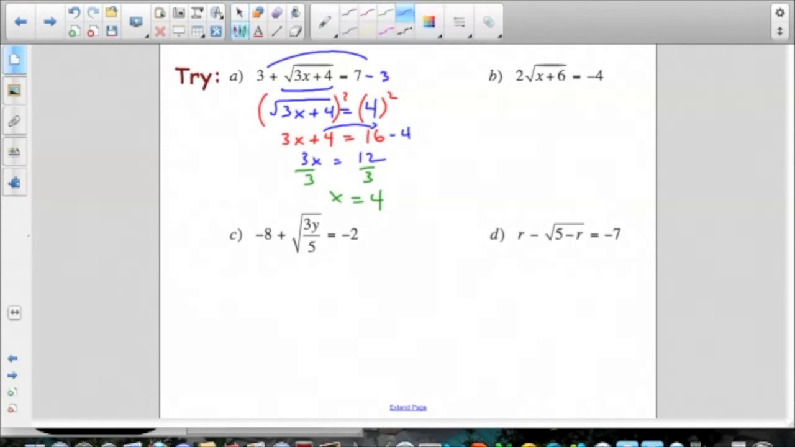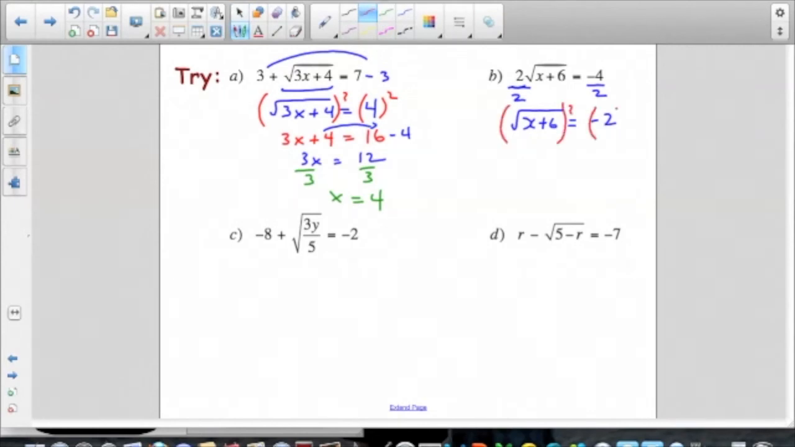All right, so let's try B. Now we have a number in front of the radical, so that means 2 times that, so that's easy. Opposite of times is divide. So now we're left with x plus 6 equals negative 2. Okay, our next step is square both sides. That's how you get rid of a radical. So x plus 6 equals 4. Then we want to move like terms together, so we isolate the variable. So that becomes minus 6. So that is minus 2.